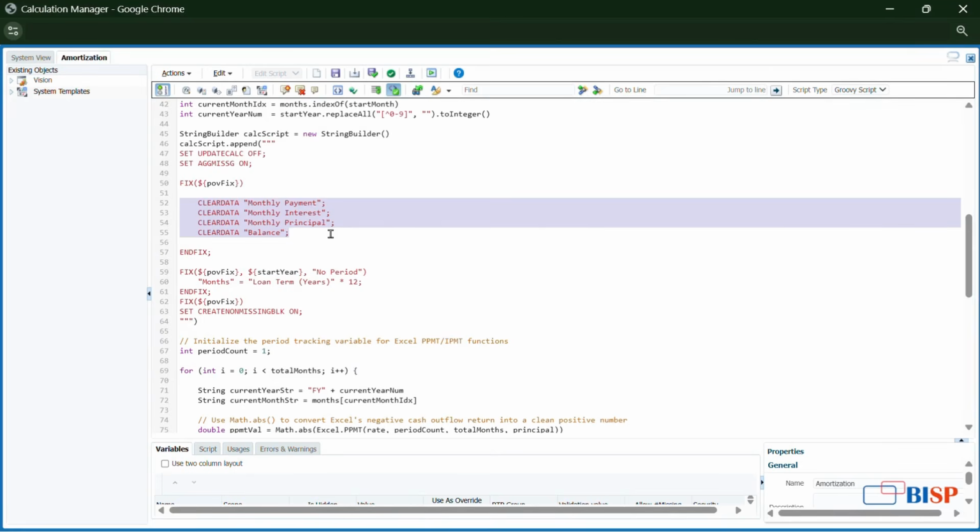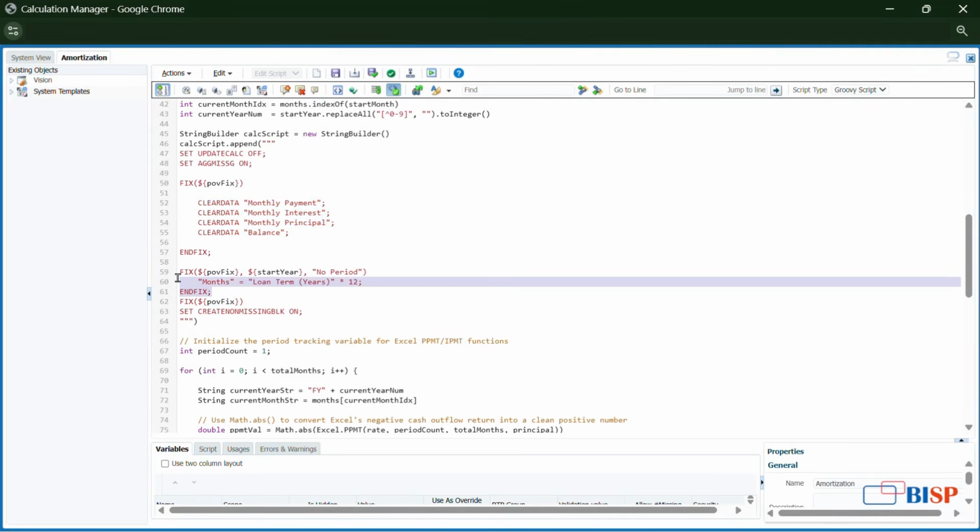So months is equal to loan term multiplied by 12. This stores the calculated number of repayment months directly in the cube. For a 2-year loan, the value becomes 24.